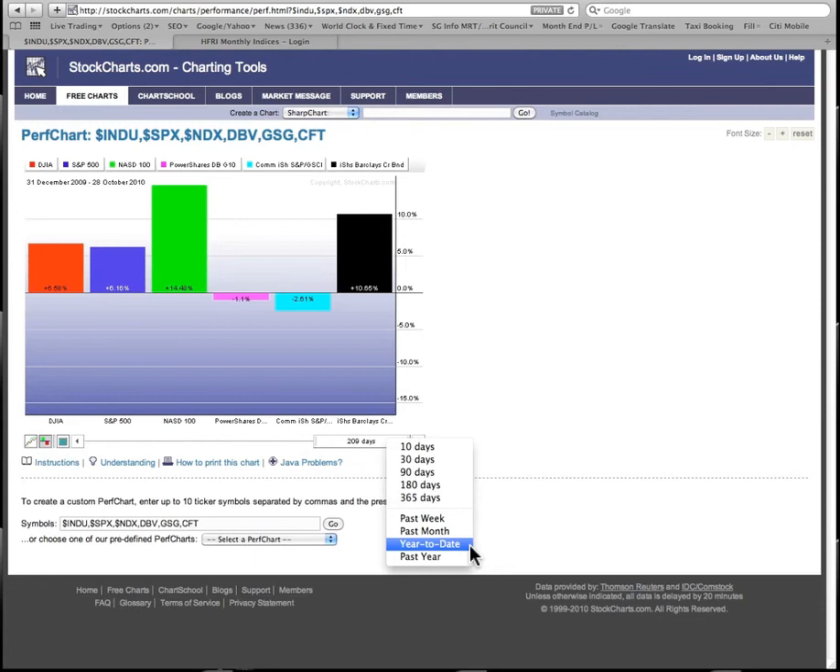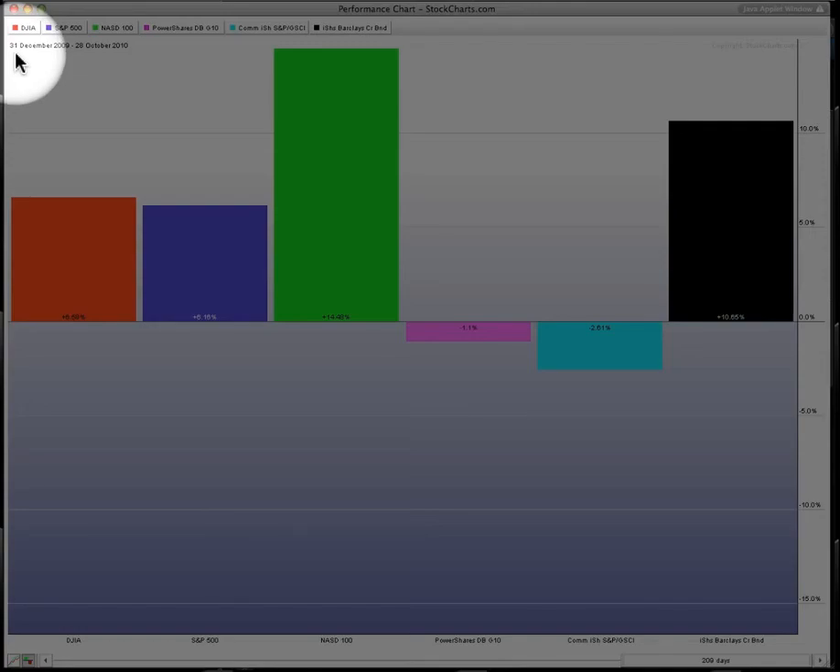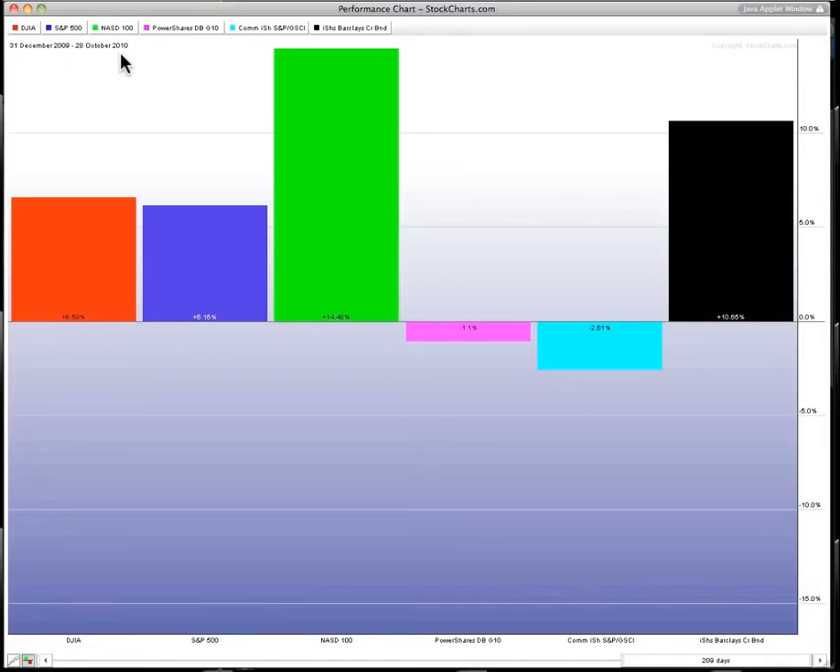As the portfolio was structured using traded products from multiple asset classes, I'm going to benchmark its relative performance against indexes across equities, currencies, commodities, and bonds. I've selected year to date as the period for comparison using the perf chart at stockcharts.com. I've just enlarged the chart. This is the year-to-date performance from 31st December 2009 till 28th October 2010.